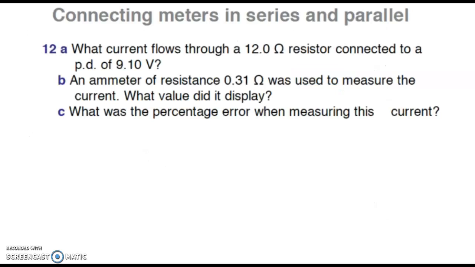Say, for instance, in this question, the current flows through a 12 ohm resistor connected to a PD of 9.1 volts. An ammeter of resistance 0.31 ohms was then used to measure the current. Well, if you place an extra resistance in series with the 12 ohm resistor, then the total resistance would be the addition of these two together. We're treating the ammeter as an extra resistor in series.